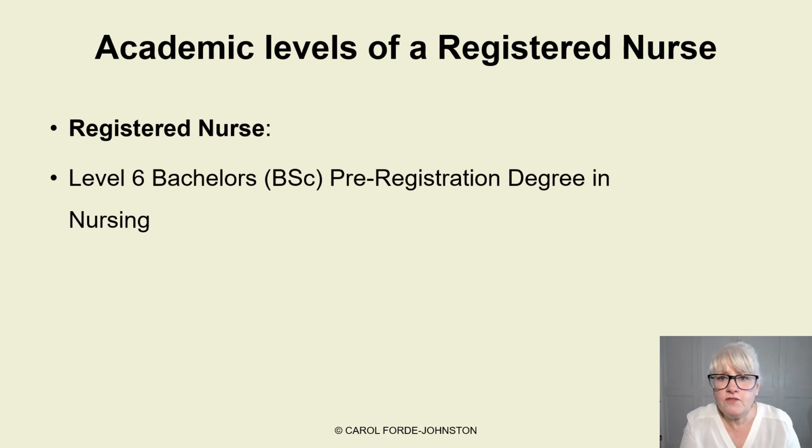The academic level of a registered nurse in comparison is a level 6 Bachelor of Science pre-registration degree in nursing. Some people will do a master's pre-registration degree if they've already got a level 6 degree, but not all universities offer the level 7. You come out with the same registration as a registered nurse, whether you do level 6 or level 7. A level 7 master's may be for somebody who wants to pursue a clinical academic career later, for example.